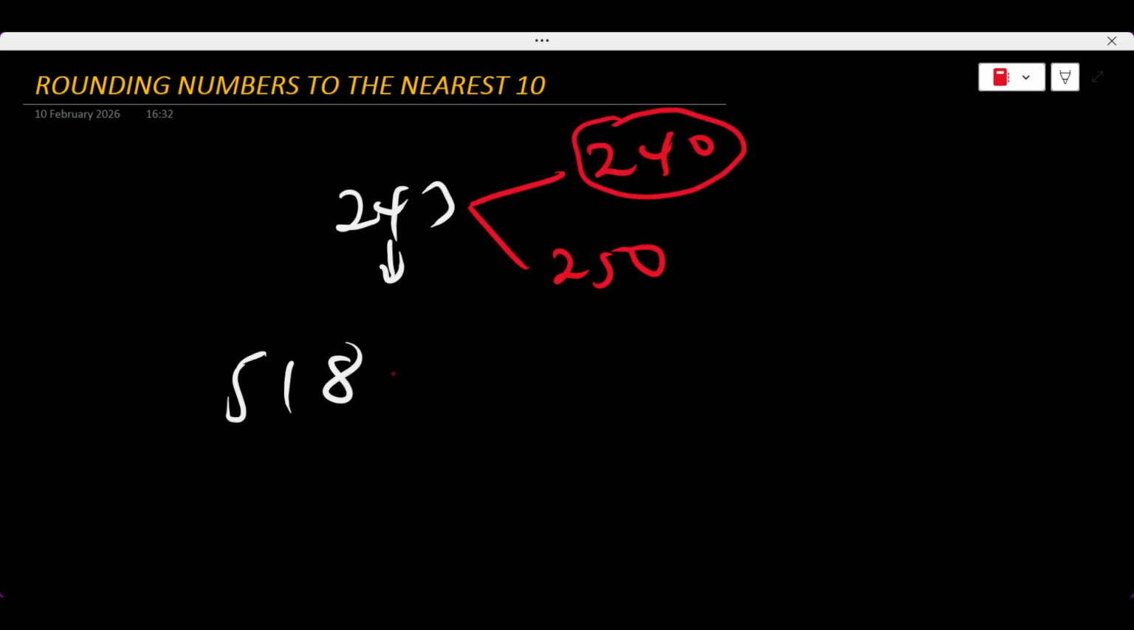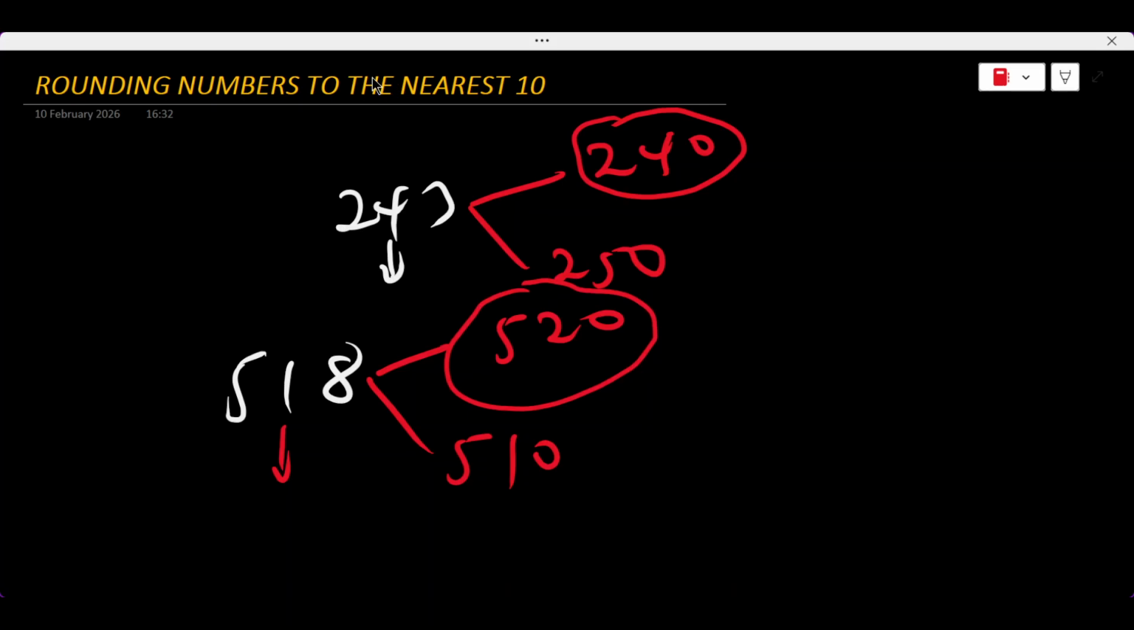giving us what? 240. And then this, let's look at the tens digit. In this case, it's 1. And this could also give us what? Either we round up to 520 or we round down to 510. Now let's consider the digit after the tens digit, which is 8, which falls under the category of what? 5 or more. Meaning we're going to round up the 1 to 2, giving us what? 520.